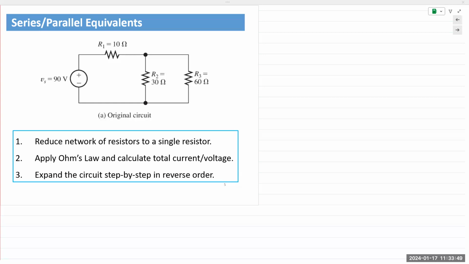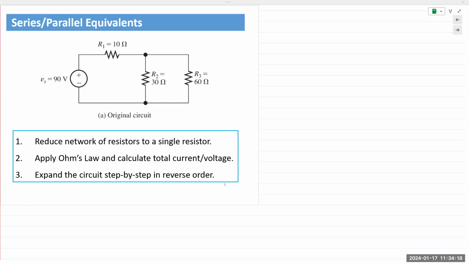Steps are pretty simple. It's a three-step technique. We reduce, we apply, and then we expand. Okay. We reduce that network of resistors down to one single resistance. We apply Ohm's law, and we calculate the third quantity, whether it's current or voltage, does not matter. And then we expand the circuit back up again in the reverse order.